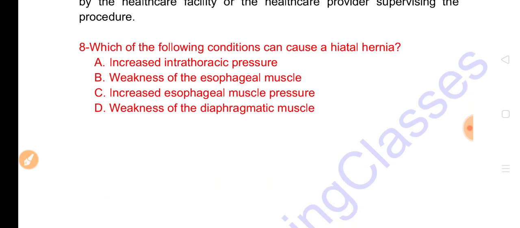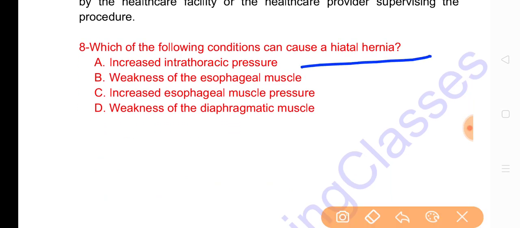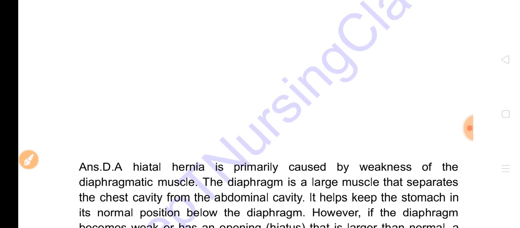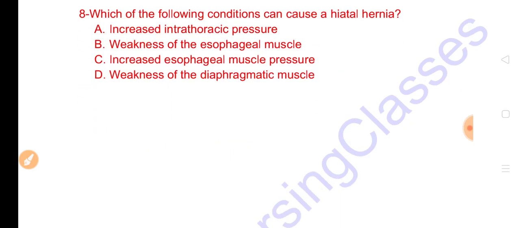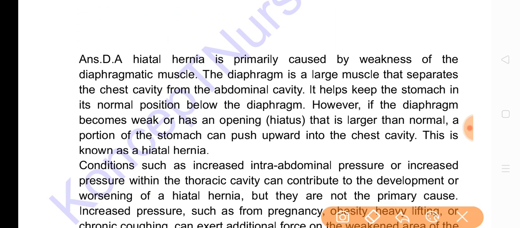Which of the following conditions can cause a hiatal hernia? Increased intrathoracic pressure, weakness of the esophageal muscle, increased esophageal muscle pressure, weakness of the diaphragmatic muscle. So the correct answer is option D, weakness of the diaphragmatic muscle. A hiatal hernia is primarily caused by weakness of the diaphragmatic muscle. The diaphragm is a large muscle that separates the chest cavity from the abdominal cavity.